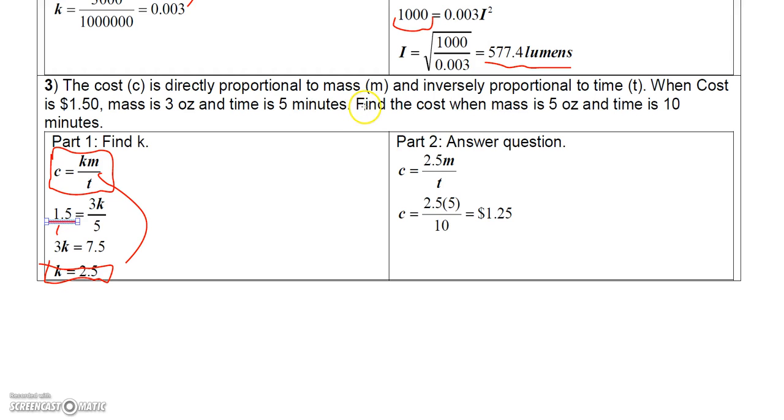So now it says find the cost when the mass is 5 ounces and the time is 10 minutes. So we put in a mass of 5 ounces here and a time of 10 minutes here, and we get 2.5 times 5 divided by 10, and that's actually going to be 12.5 divided by 10, which gives us a cost of $1.25. And so there you have it. There is how you solve variation problems.